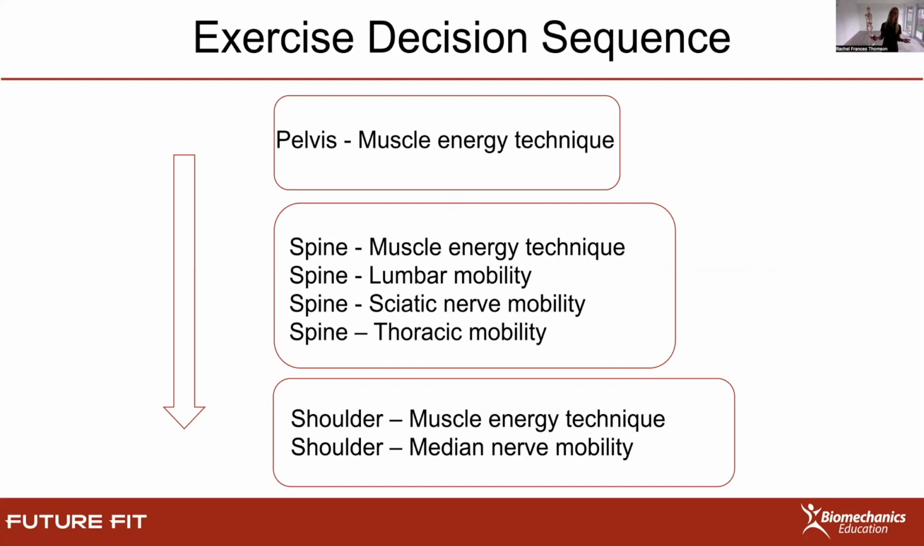And then we can start to introduce lumbar joint mobility techniques. This helps to really mobilize the nerve roots around that area prior to prescribing, for example, slump techniques like the sciatic nerve mobility drill. Then we can come up into the thoracic spine for mobility work, and that again will mobilize nerve roots ready for coming into the shoulder with both muscle energy techniques and additional nerve mobility techniques.